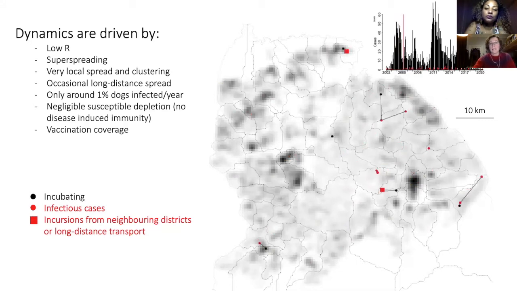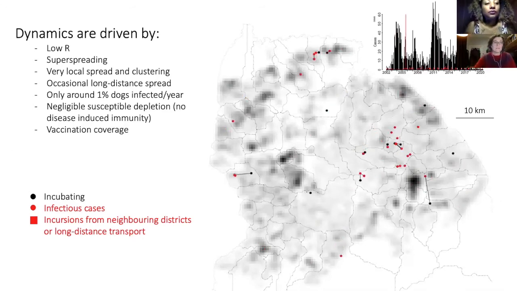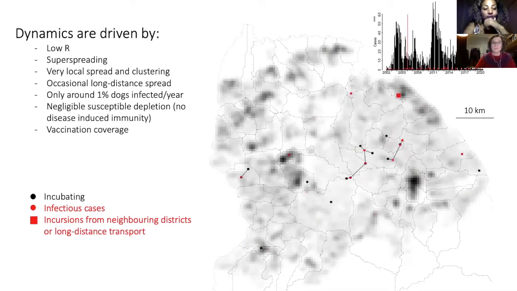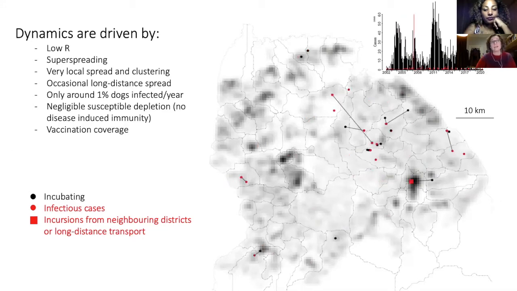In this population in the Serengeti of around 60,000 dogs, we really only ever saw at maximum about 1% of the dog population being infected per year. So that means that there are relatively few dogs dying from rabies compared to natural mortality. And unlike diseases like COVID, there is no immunity.